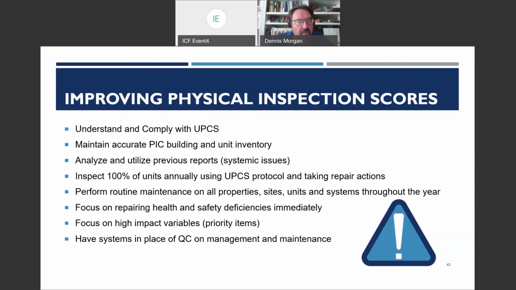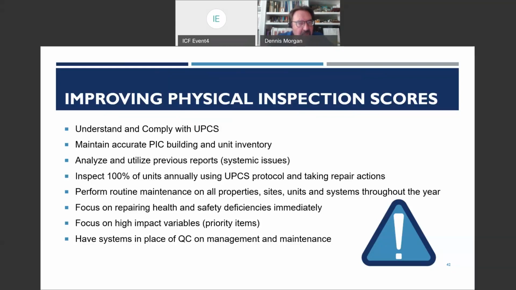Focus on also repairing health and safety deficiencies immediately. Drill it into staff. If you can see it, they can see it. They can see it, they're going to score me. They can see it, they're going to take away points. And I've got to repair it anyway. So if you can see it, fix it. Fix it now.